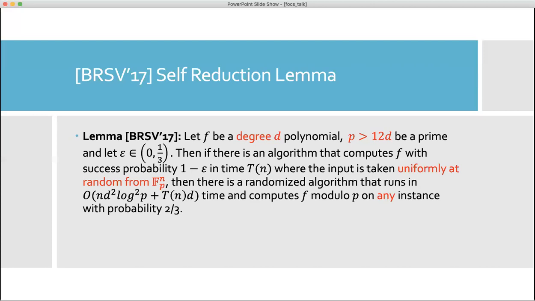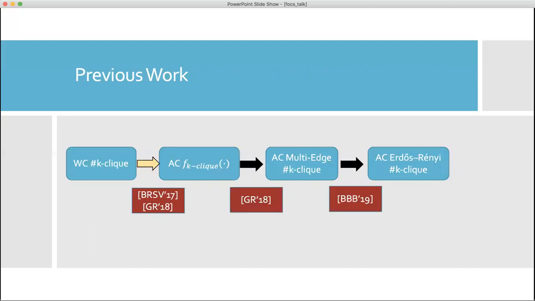If we want to compute the exact value of f, we can either consider a big prime or we can compute it for a bunch of prime numbers. This is how this lemma is used. It is a key lemma that we're actually going to use a lot. Now let's have counting k-clique as our core problem and also as our target problem. I'm going to explain a step-by-step self-reduction for the counting k-clique problem from its worst case to its average case.